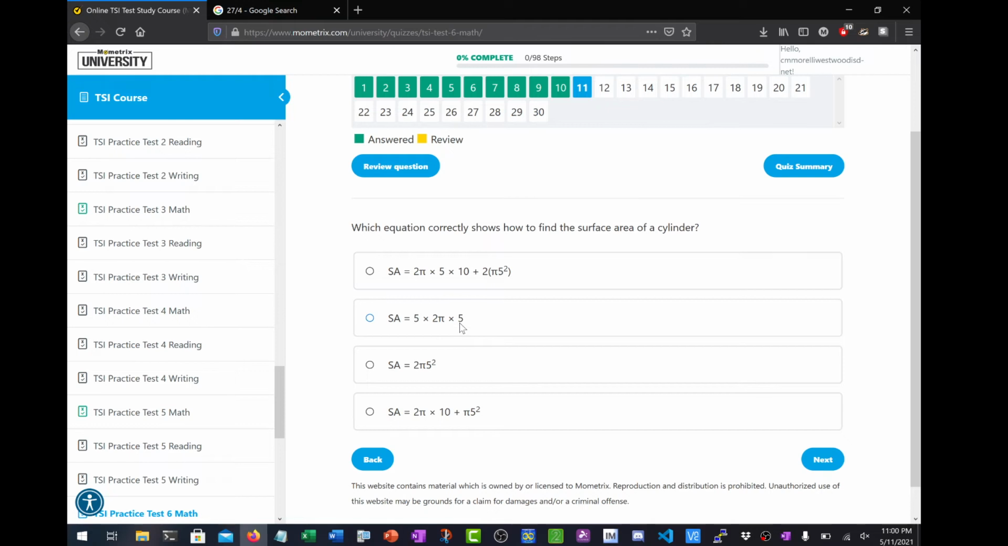If 5 is in fact the area, this doesn't make sense either. 2 pi times 10 times pi r squared, this doesn't make sense to me either. So I am stumped on this question. I'm completely stumped, so I'm going to review it.